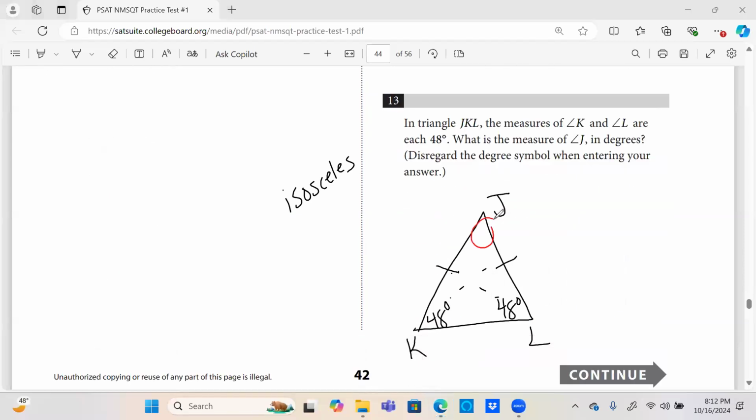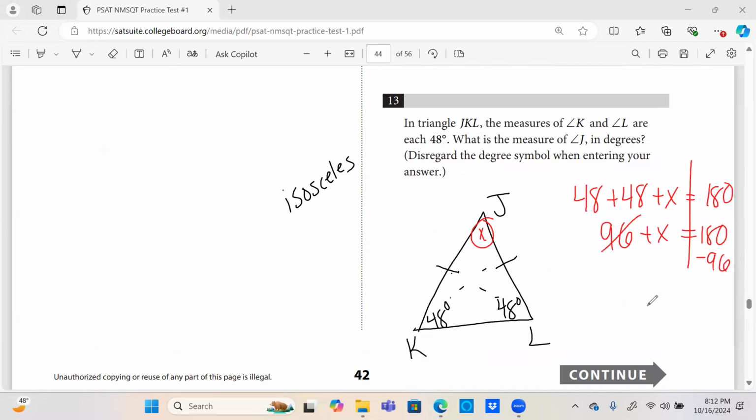So we're looking for this guy. Let's call him X. So 48 plus 48 plus X needs to add to 180, and then just solve. So that would be 96 plus X equals 180. Subtract 96, which will then give you 84. Degrees, it does say like disregard the degree symbol. So you would just enter 84. And that's it. Next page.